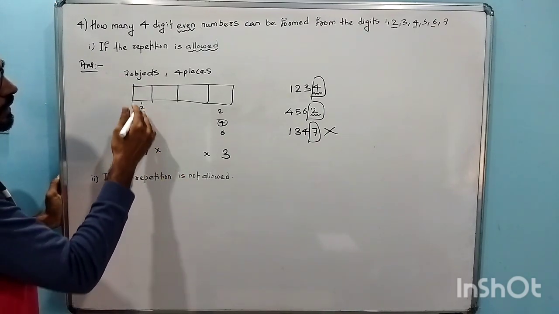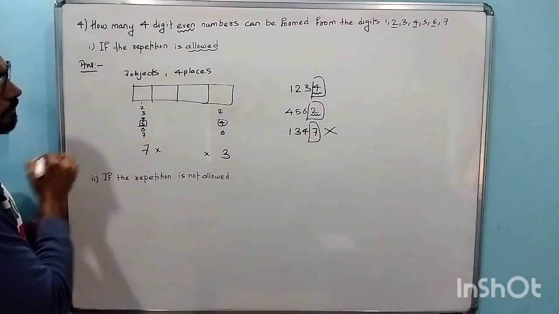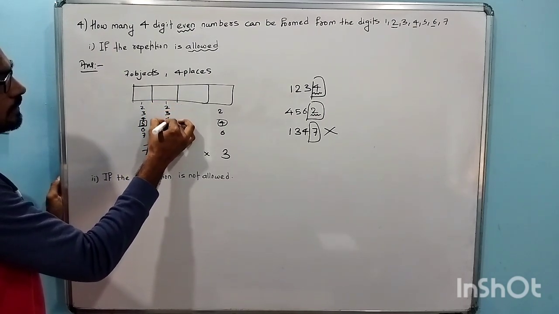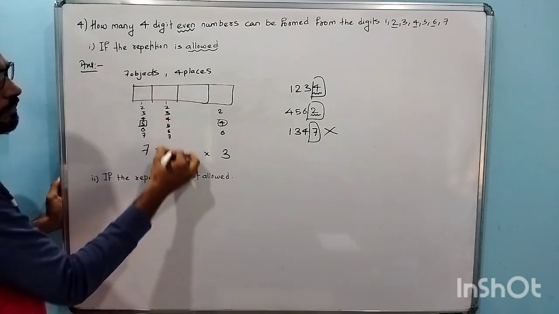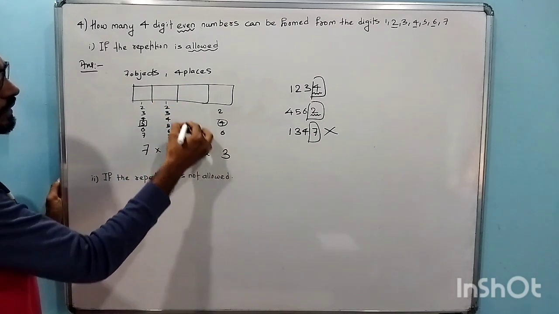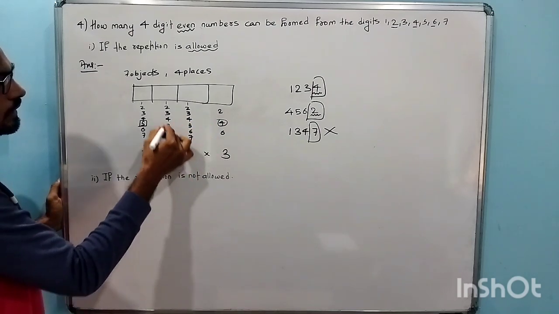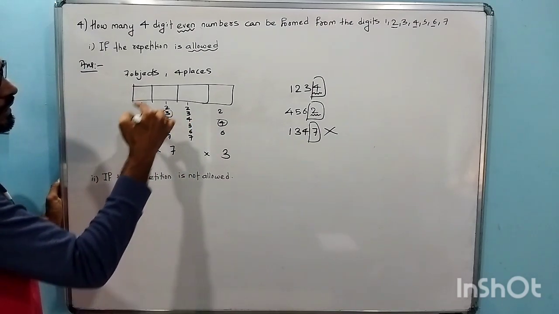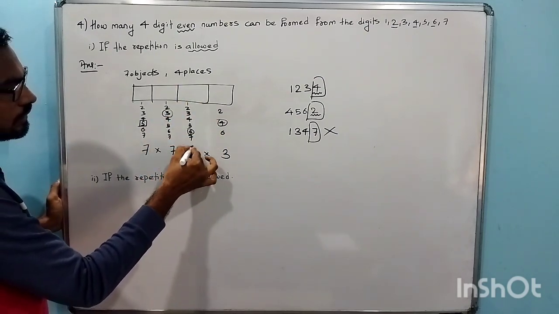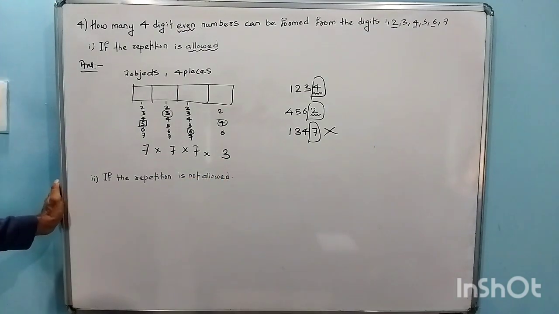Similarly, for example, I have selected this from here. Still, I can select that number here also or any other number. So still I have 7 choices. Even for the third place, I have 7 choices. For example, I have selected this from this. Still I have 7 choices. Any one I can select from this. So 7 into 7 into 7 into 3.